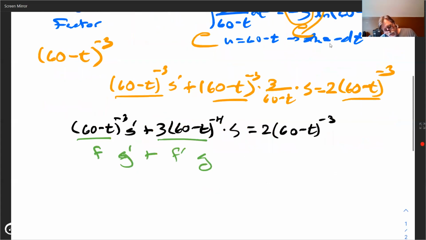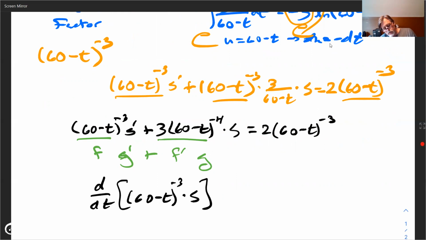So really what's on the left-hand side is the derivative with respect to time, product rule, of your integrating factor. It always goes this way if you've done it right, times your function you're looking for, which is s. And over here is this thing. Okay, so I'm going to need your help here. We still have quite a bit to do.